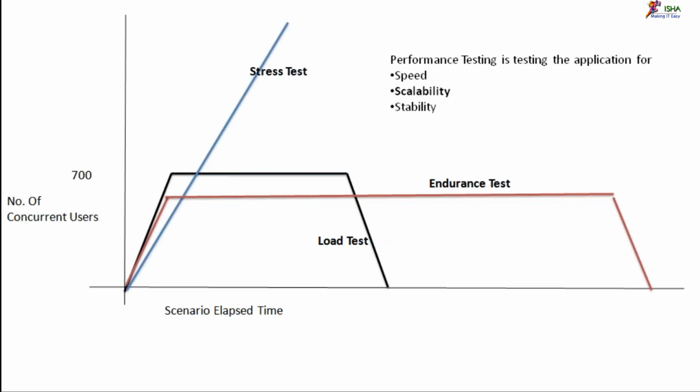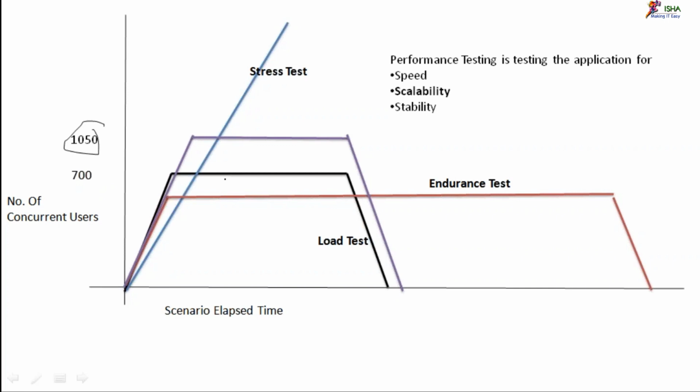700 plus 50% of it, which is 1050. The user load will be 1050. So 50% growth means 1050. 700 plus 50% of 700 is 350. 700 plus 350, 1050. So you do the test with 1050, not with 700. So you have a ramp up again, 1 hour test as usual, and you have a ramp down.